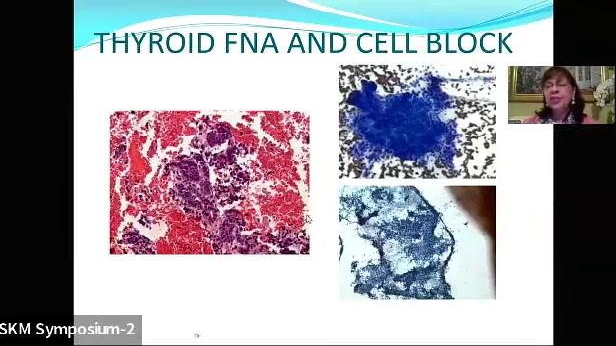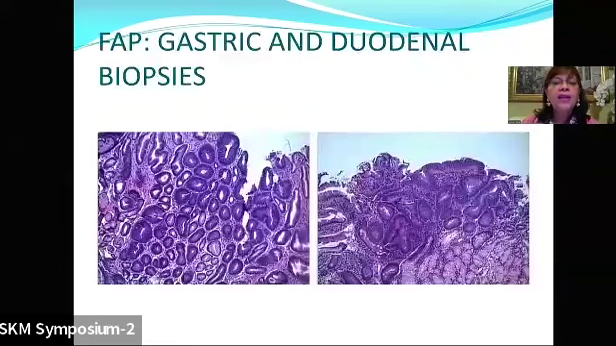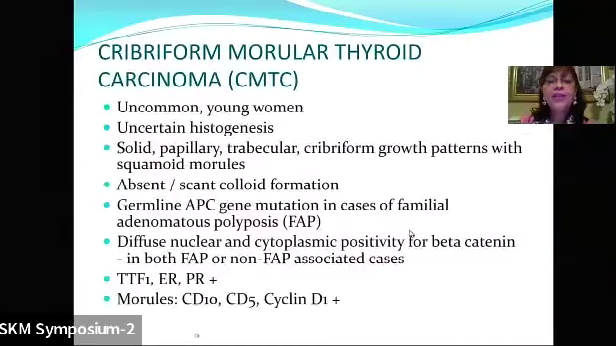So we said, well, it's lesional tumor tissue. It looks like tumor. And make sure we get a good cell block. The patient had a history of GI biopsies. The gastric and duodenal biopsies showed these adenomatous lesions. So this patient had familial adenomatous polyposis. And the tumor that's seen in the thyroid in young women with FAP is cribriform morular thyroid carcinoma. And you can see various growth patterns, particularly cribriform.